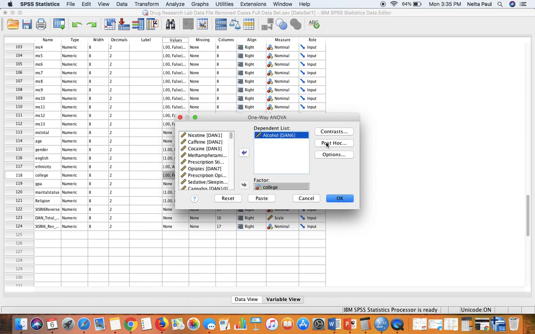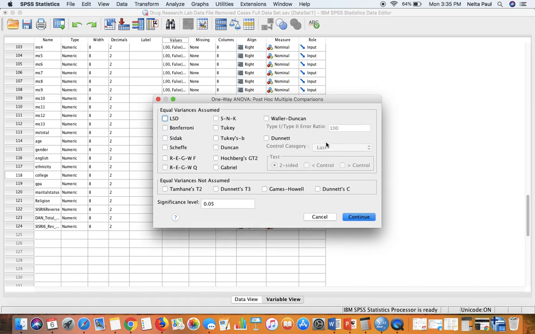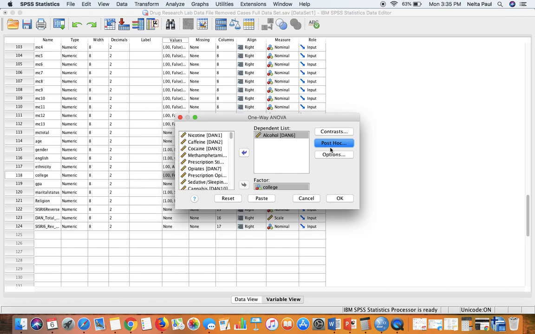And we're going to do post hoc comparison. Now, it's very important that if you find a significant model, in order to determine which groups differ from one another, you have to do a post hoc analysis. Now, there are different ones. Many people use Tukey. Many people use LSD. I like to use the Scheffé. The Scheffé is more conservative, so it's harder to reject the null. So I'm going to click that as my post hoc.